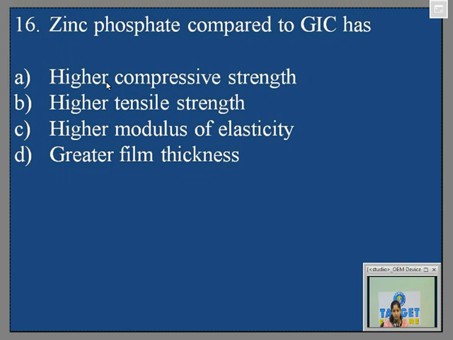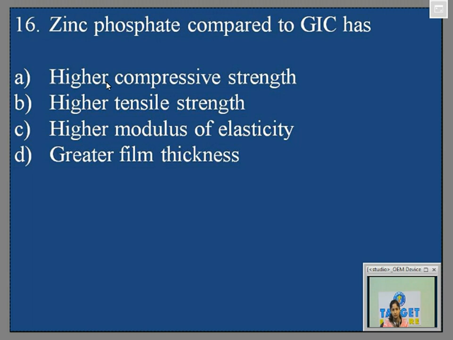We come to the 16th question. Zinc phosphate compared to GIC has... a very commonly asked question. Zinc phosphate compared to GIC has a higher modulus of elasticity. Compressive strength of zinc phosphate and GIC, you should know at the tip of your tongue because it's a very commonly asked question. So you write down there: zinc phosphate 104 megapascal, GIC 150 megapascal. So GIC has a higher compressive strength.